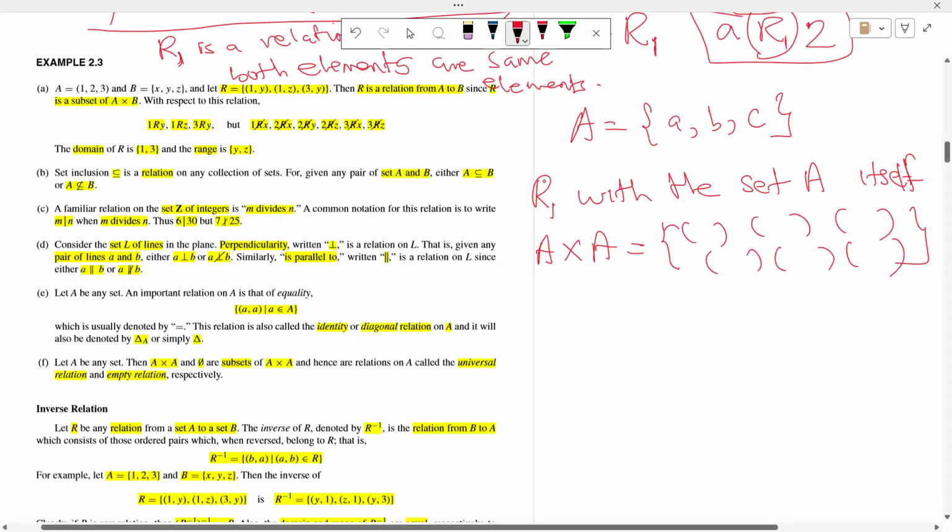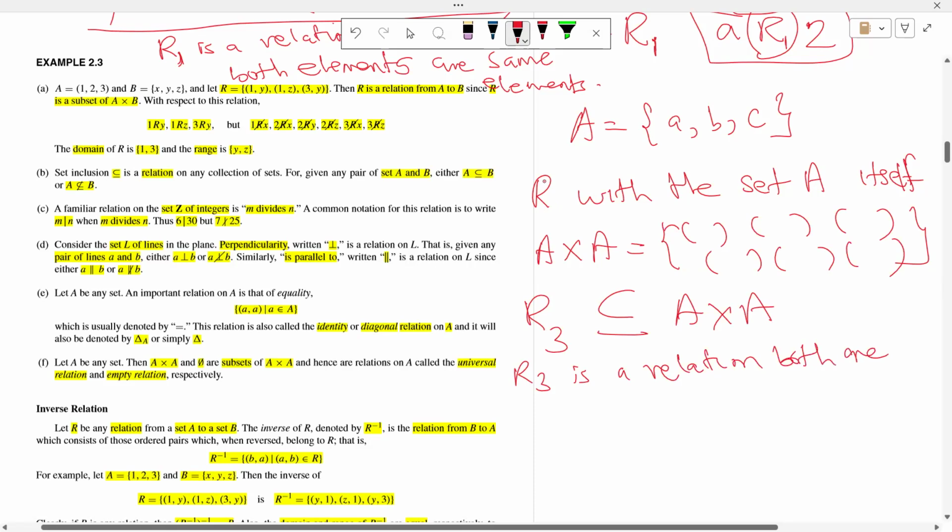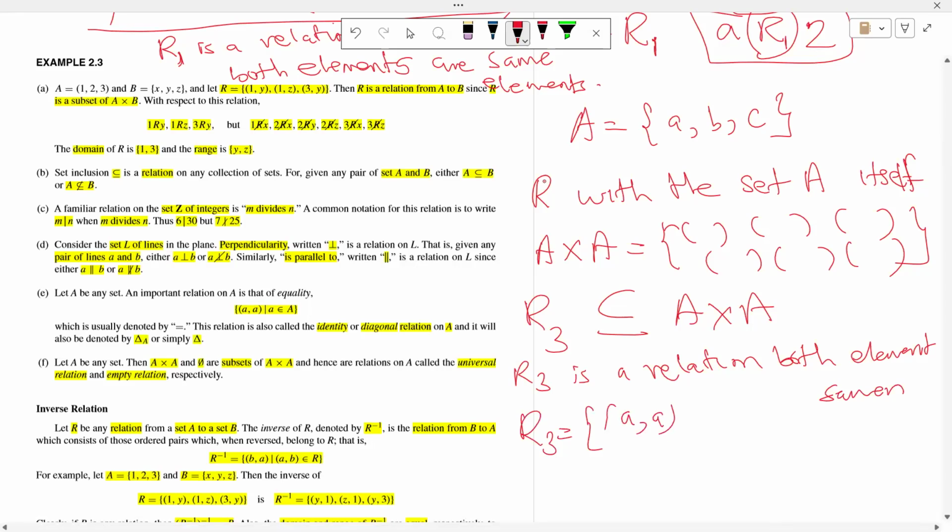Now in these 9 pairs, I'm creating a relation R3. It is definitely a subset of A cross A. So I'm writing R3 is a relation where both elements are the same elements. Both elements are the same means what? Both are A, both are B, or both are C, right?